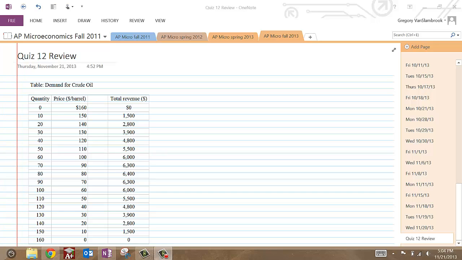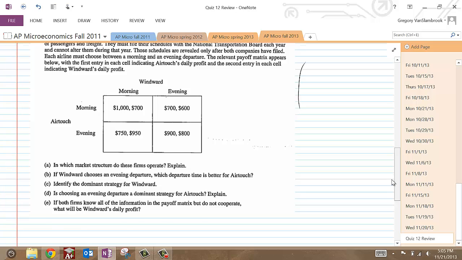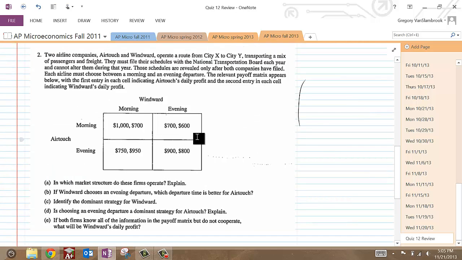Another is the kind of problem that is a game theory payoff matrix situation, where two firms or two parties in the situation, whatever it may be, are dealing with different options, and then it gives you the payoffs, the profits from them.